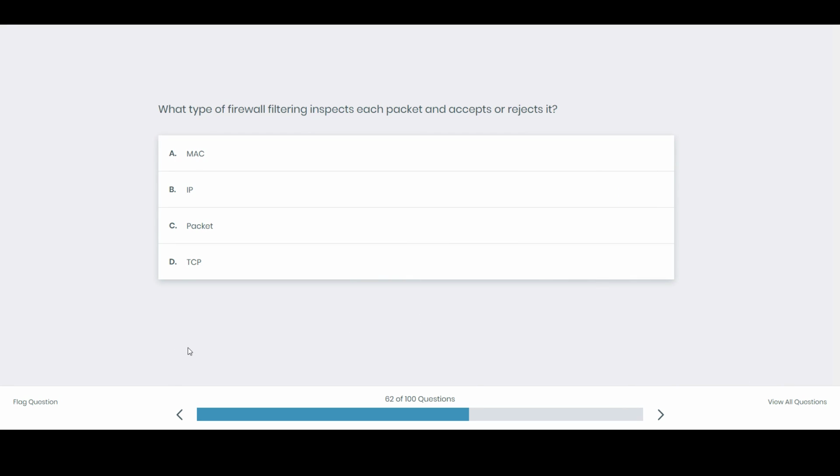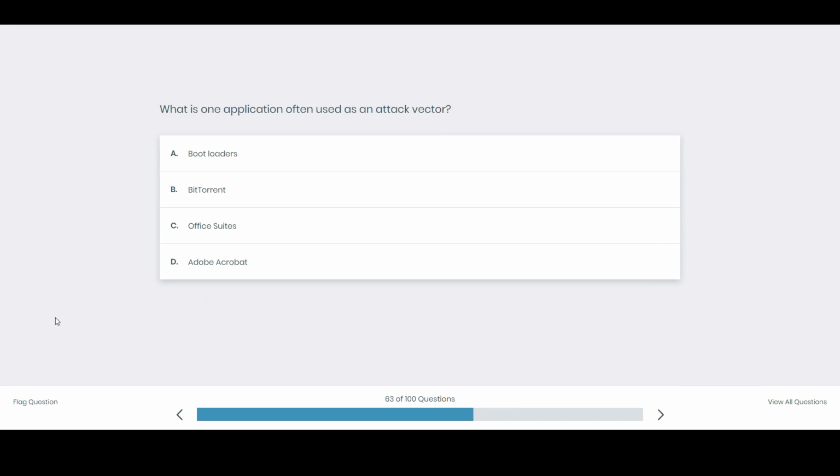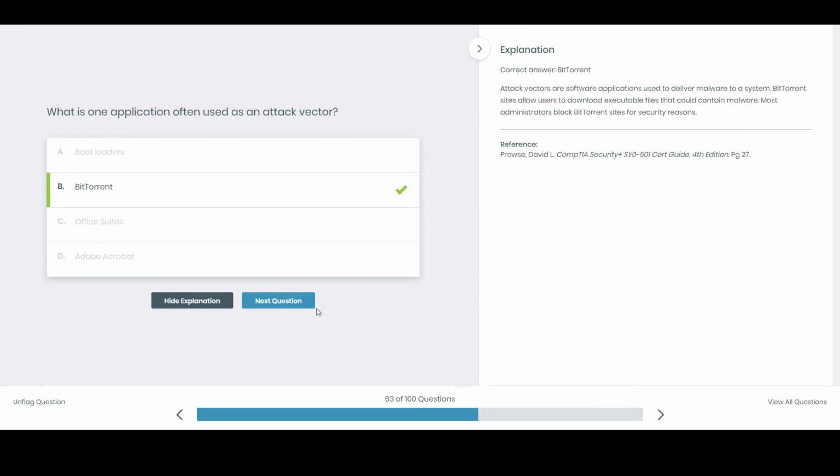What type of firewall filtering inspects each packet and accepts by MAC? Yeah, packet filtering. Okay, gotcha. What is the one application often used as an attack vector? Let's try this one. Yeah, BitTorrent. An attack vector is a software application used to deliver malware to a system. A BitTorrent site allows you to download executable files that can contain malware. Okay.